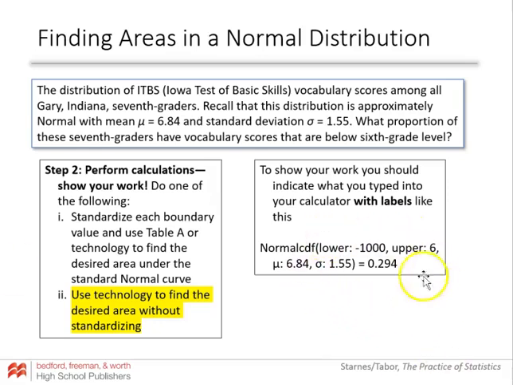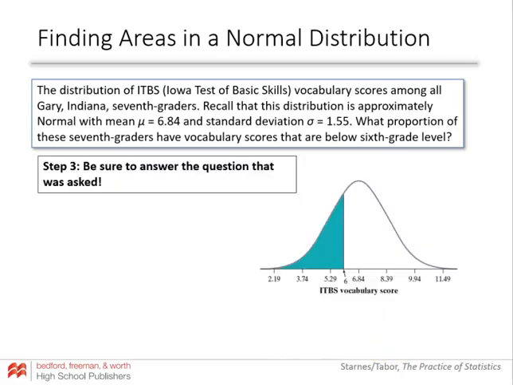And by show work, you have to show what you put in the calculator and you have to label it. All right, so normal CDF, but you can't just write these numbers. You have to say what they are. So my lower limit was negative 1,000. My upper limit was 6. The mean I used was 6.84, and the standard deviation was 1.55. Okay, so you have to write this entire thing, labeling the numbers that you put in the calculator to get full credit. Okay, and then make sure we answer the question that was asked.